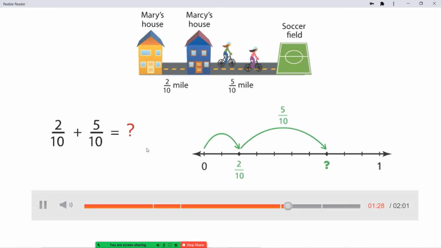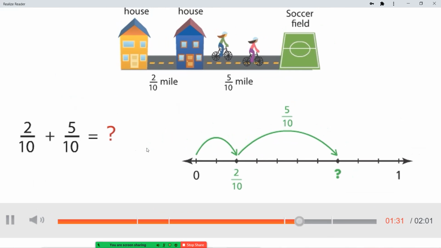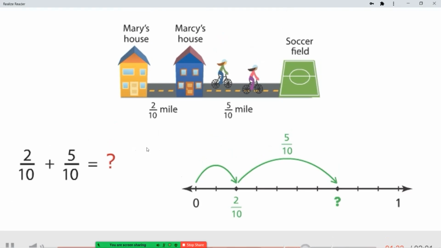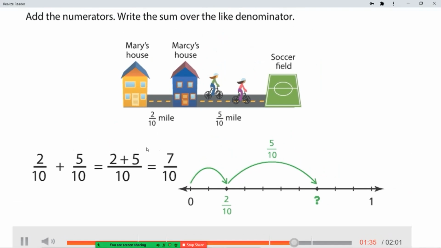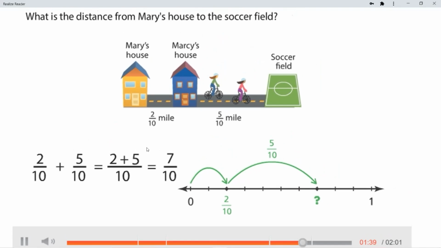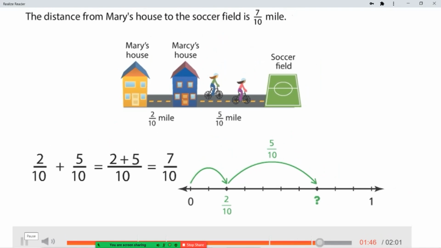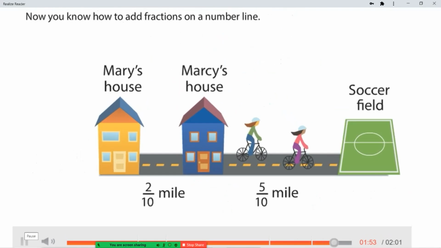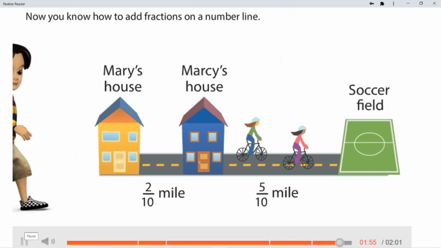Write the addition equation. Add the numerators. Write the sum over the like denominator. What is the distance from Mary's house to the soccer field? The distance from Mary's house to the soccer field is 7/10 mile. Now you know how to add fractions on a number line.